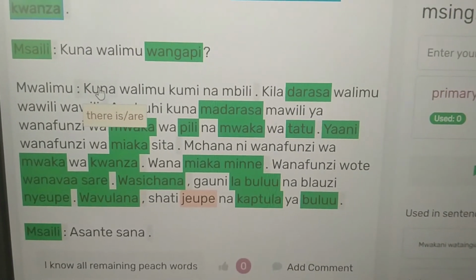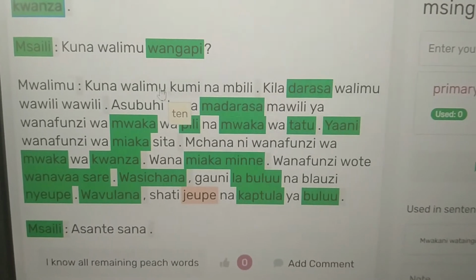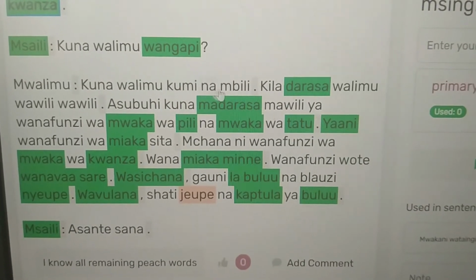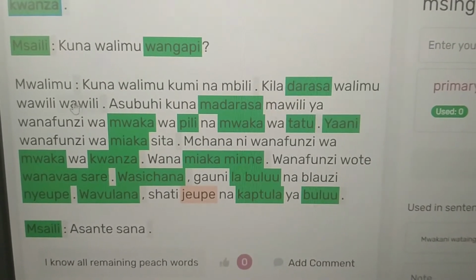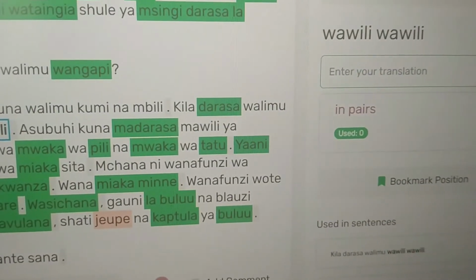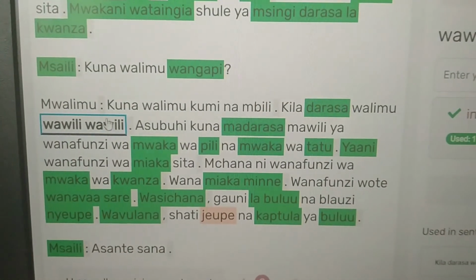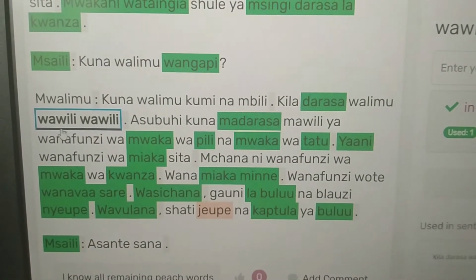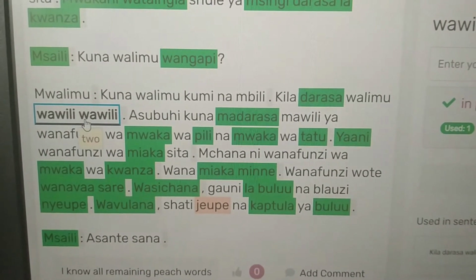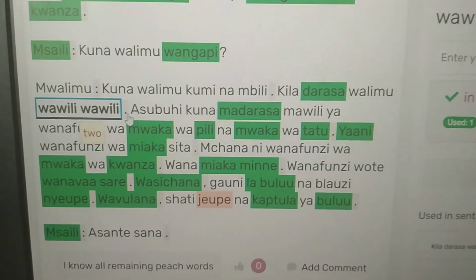I was here. Kuna walimu kumi na mbili, 12. So there's 12 teachers. Kila darasa walimu wawili. Why is there 2 wawilis? In pairs. Aha, okay, that's interesting. I'll add that there. Wawili, in pairs. And of course Swahili likes to double things up to add some meanings, like pole means slowly, for example.